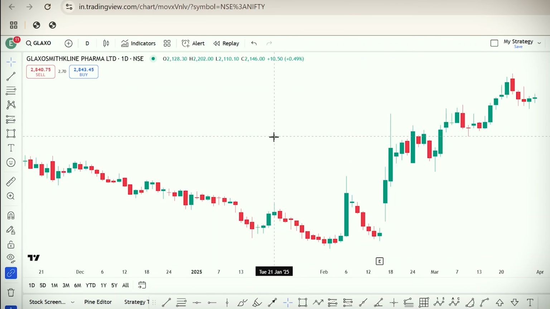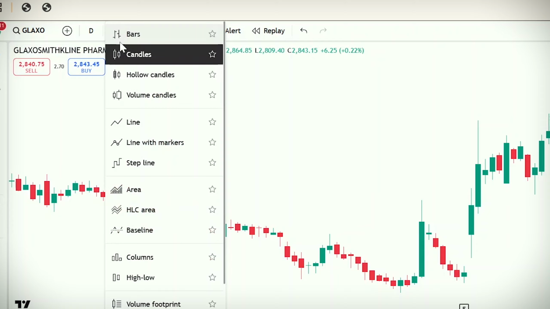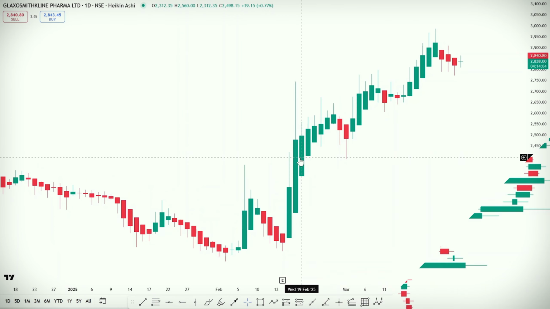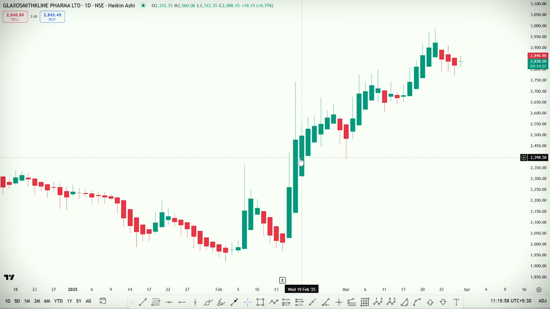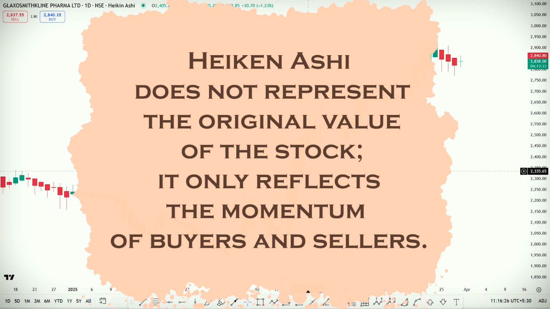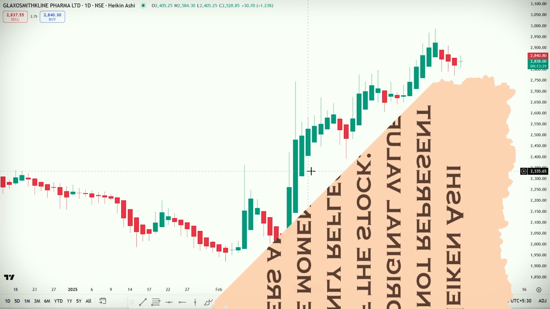First, I'll go to the candlestick patterns and change from the normal candlestick to Heikin Ashi candles. So this is a Heikin Ashi candlestick chart. Heikin Ashi won't represent the original value of the stock price. It represents only the buyer's momentum and the seller's momentum.